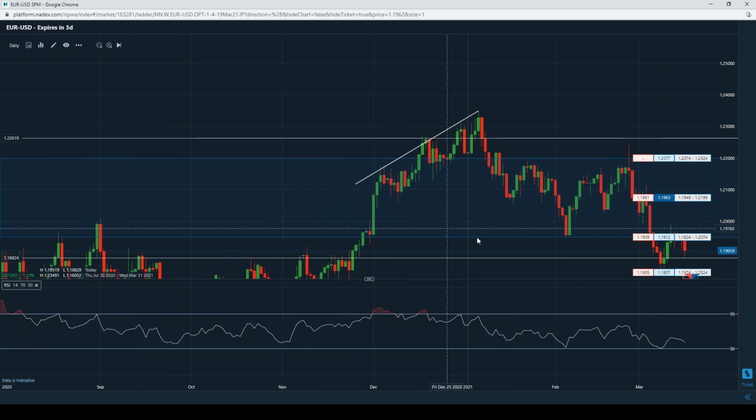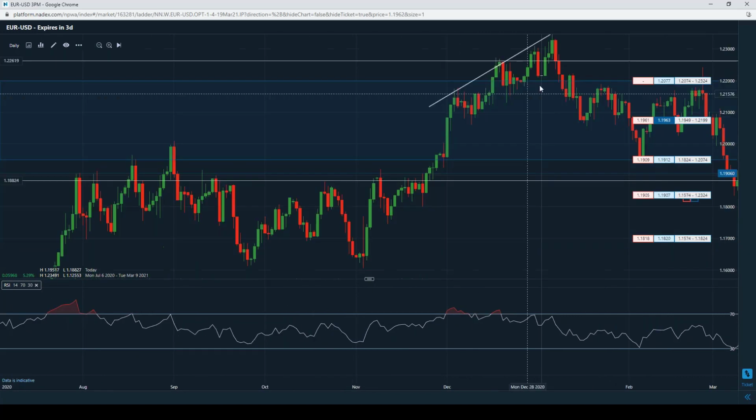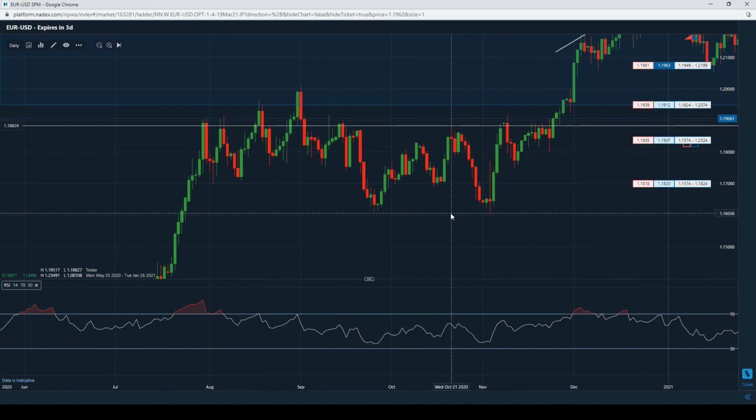So let's just see if we find another example here. Here's really a double bottom formation. I don't know if everybody can see that.